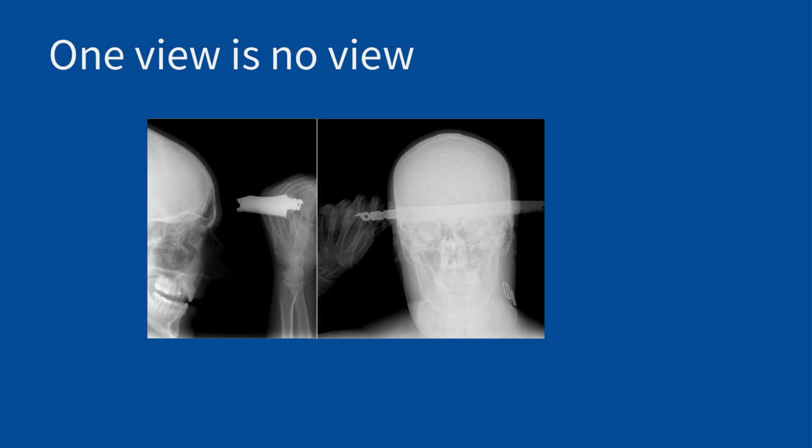This here is a great example of a guy holding up a knife, and it looks like the knife actually is in the skull on the frontal image, but then on the lateral image, we can clearly see that that is not the case.